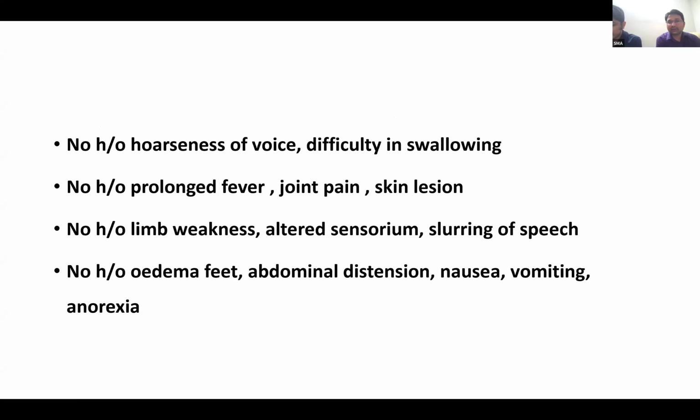There was no history of hoarseness of voice or difficulty in swallowing. No history of prolonged fever, joint pain, or skin lesions. There was no history of limb weakness, altered sensorium, or slurring of speech. There was also no history of pedal edema, abdominal distension, nausea, vomiting, or anorexia.